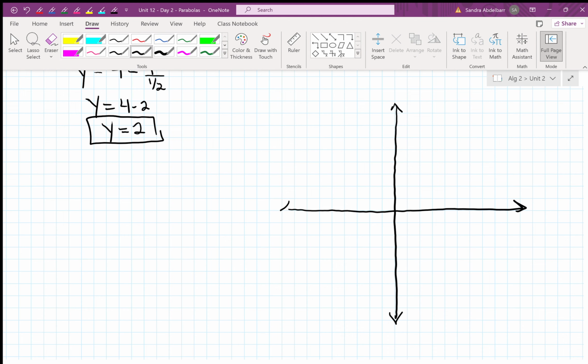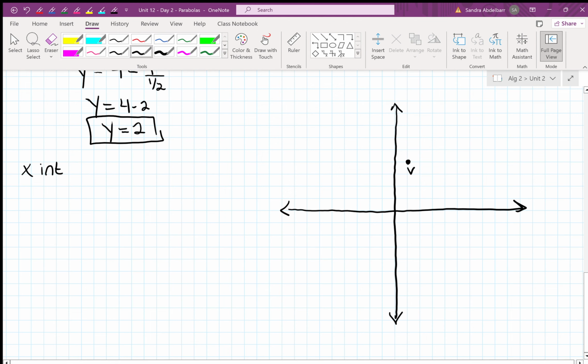All right, I'm going to start off with my vertex. My vertex was the point (1, 4), so over 1, up 4. I'm going to put a V there for vertex, just so I know. Oh, what have I not found that I should have found? The x and y intercepts. I did not find the x and y intercept.